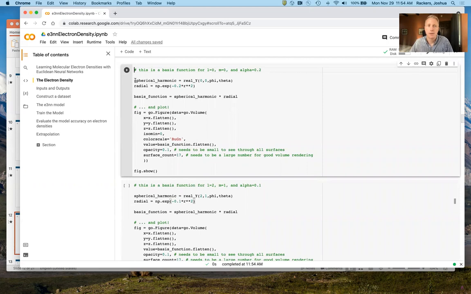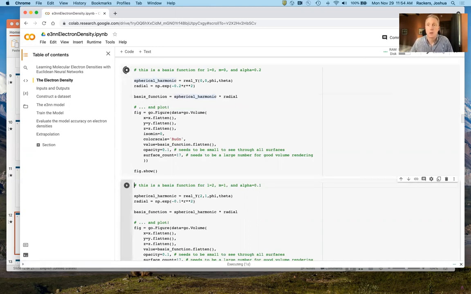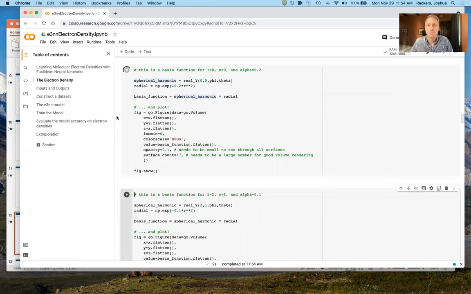So let's put them together. So here's our spherical harmonic part, here's our radial part, and we're going to plot a basis function, which is the most important type of basis function, which is the one with the spherical harmonic where L equals 0. And these are going to be the ones that are spherically symmetric.